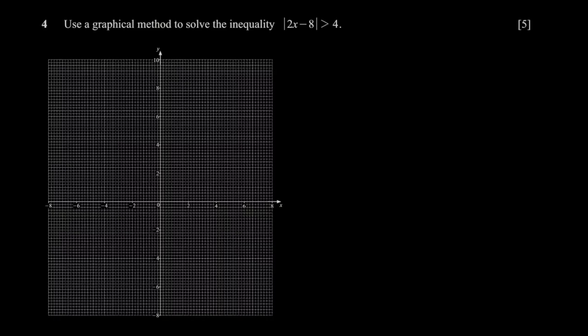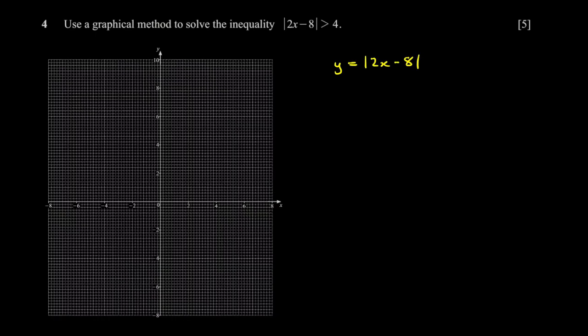All right, then, question 4. Use a graphical method to solve the inequality mod 2x minus 8 is greater than 4. Now, a graphical method is basically the worst way to solve this, but never mind. They've asked us to do it. So what should we do? We basically want to plot the equation of y is equal to mod 2x minus 8.